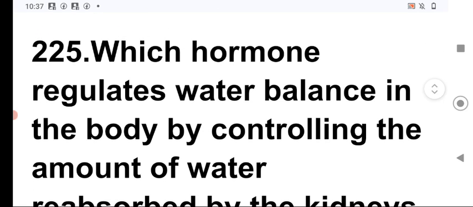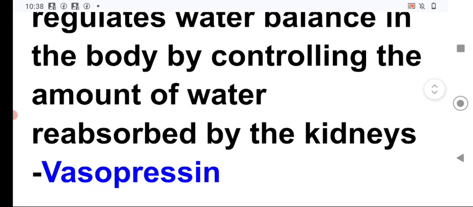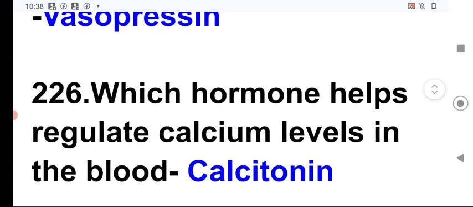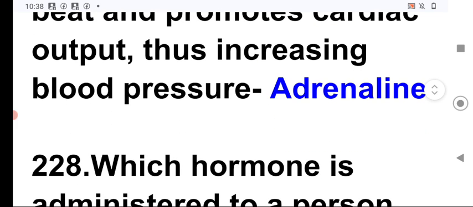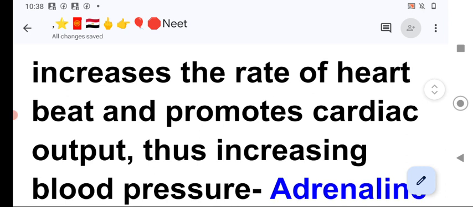Next, which hormone regulates the water balance in the body by controlling the amount of water reabsorbed by the kidney? This is vasopressin or ADH, antidiuretic hormone, also secreted from the neurohypophysis of the pituitary gland. Next, which hormone helps regulate calcium levels in the blood? This is calcitonin.